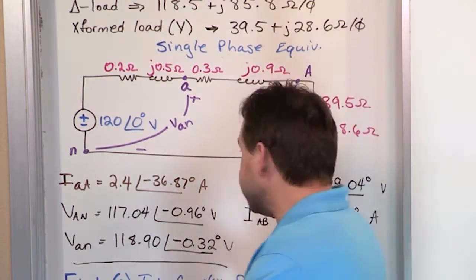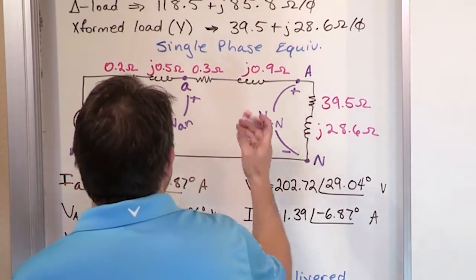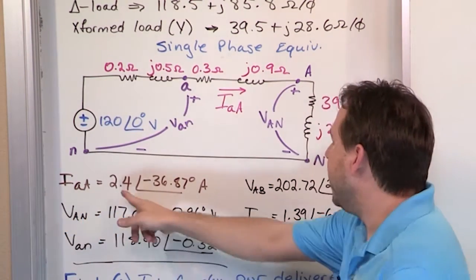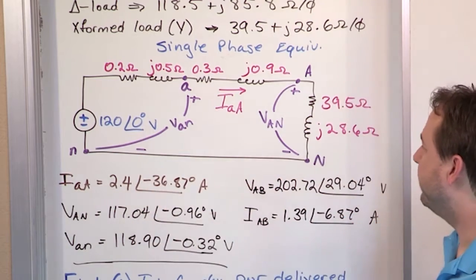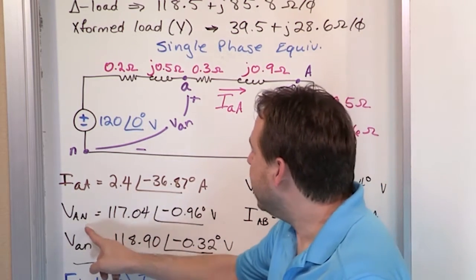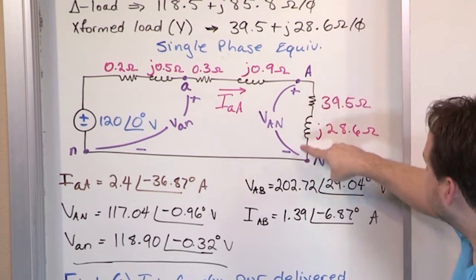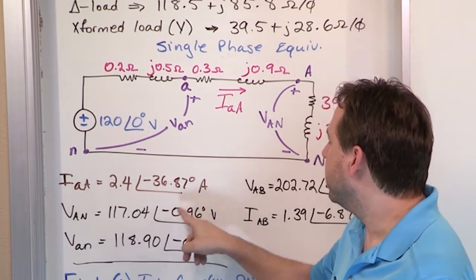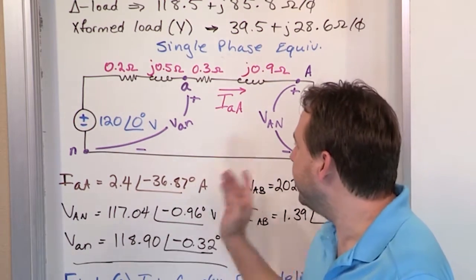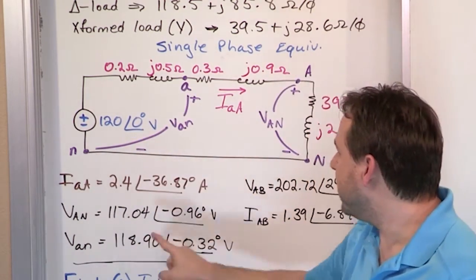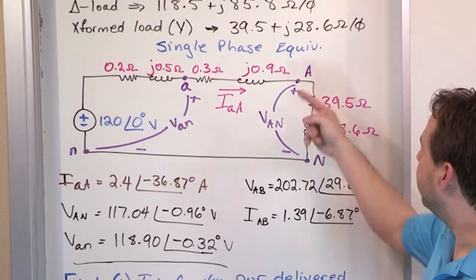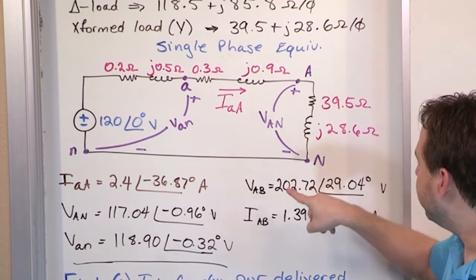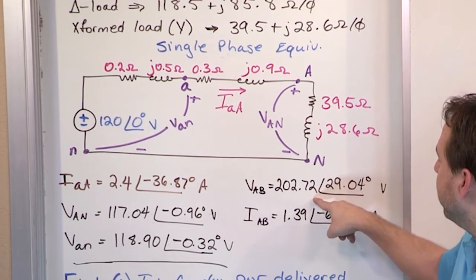We found out that I_aA, which I usually like to write here, so I'll say I, little a, big A, was given as this, 2.4 angle negative 36.87. V_AN, capital AN, the voltage across this guy here, was given as this, 117.04 at this angle. V_an on the source side from here to here was calculated as this. V_AB, which is not drawn here, it's another phase here. V_AB is between the A and B phase, the line-to-line voltage, 202.72 with this angle.